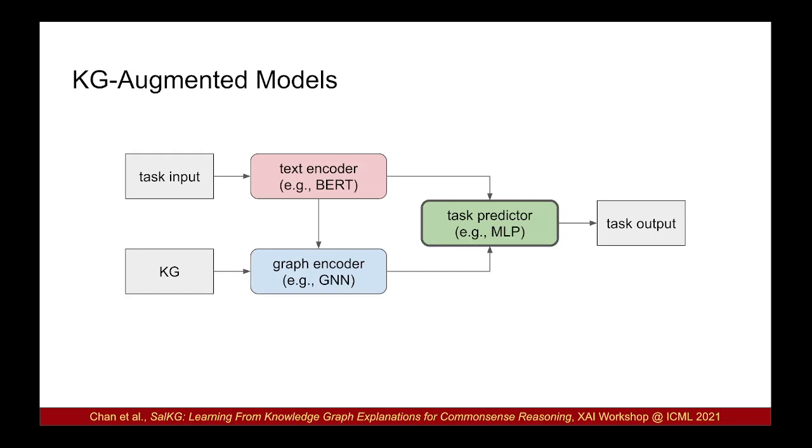Finally, the text and graph embeddings are fused and fed into the task predictor, which gives us the task output. For Commonsense QA, the task output would be a plausibility score for the question and given answer choice. Also, the task predictor is usually an MLP.